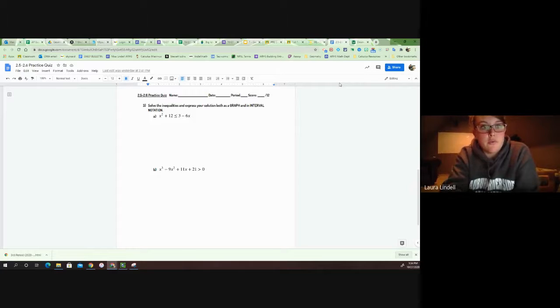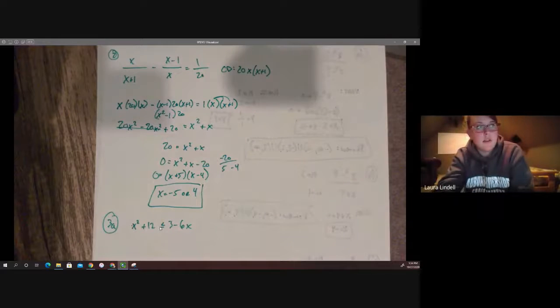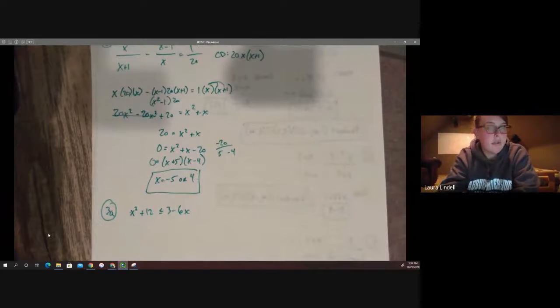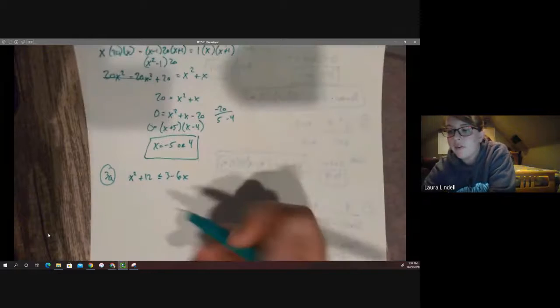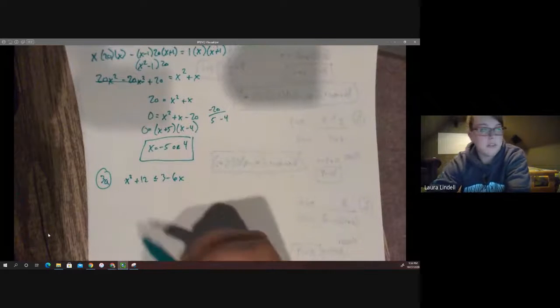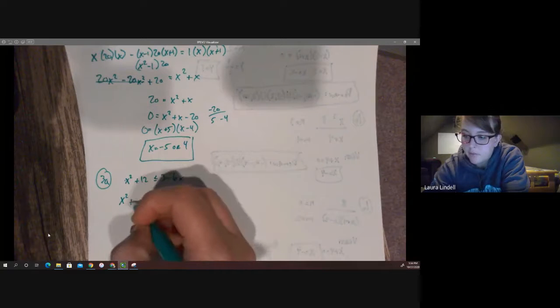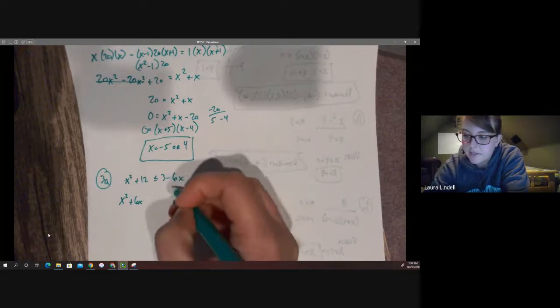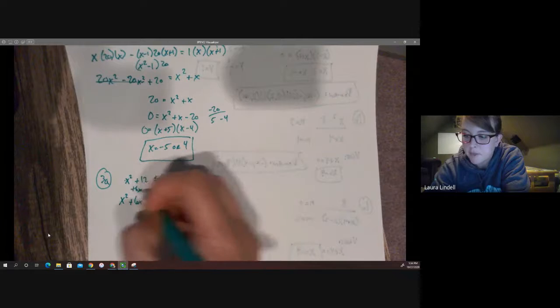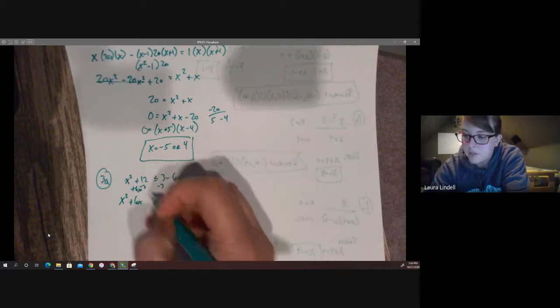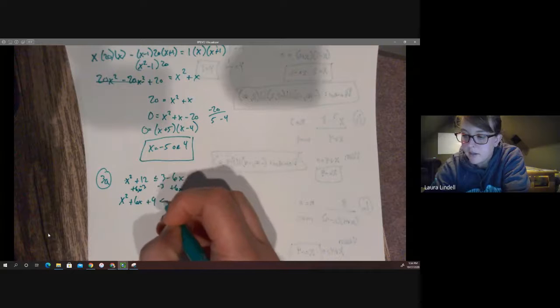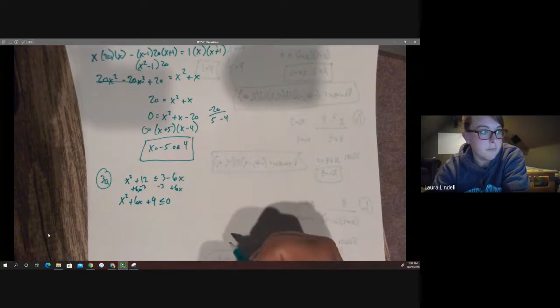But you could also graph it first if you would like, and I will show what that looks like in a moment. So here's number 3A. I'm going to move everything to one side. So we have x squared, and then plus 6x if I added 6x to both sides. And then minus 3 on both sides would give me plus 9, less than or equal to 0.